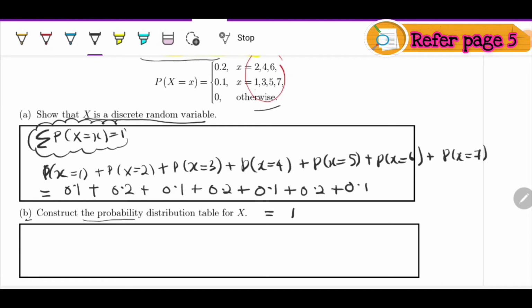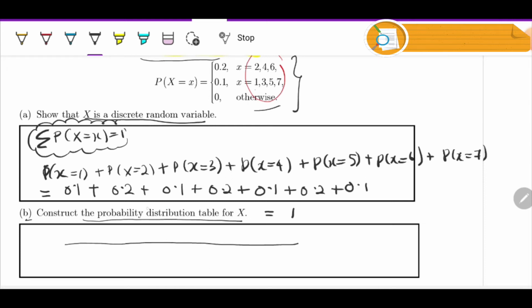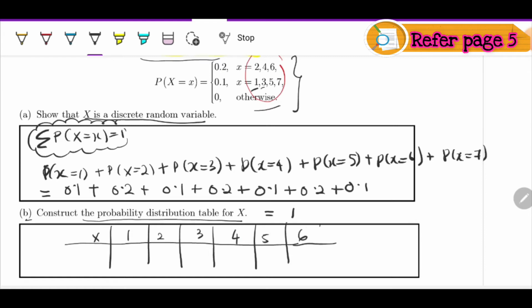B. Construct the probability distribution table for X. We just transform this function into a table. The first row is the value of X. So we start from 1, 2, 3, 4, 5, 6 until 7. The second row is for probability.